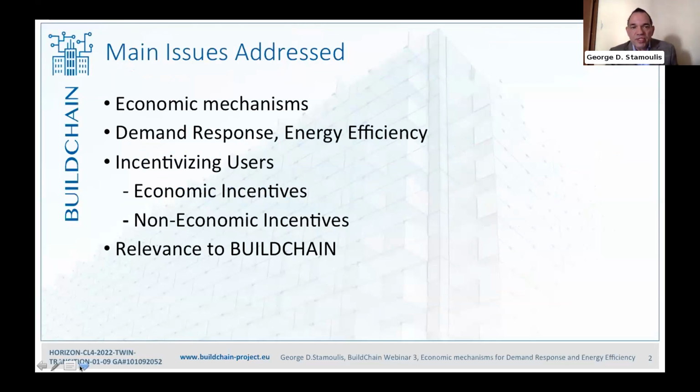So the main issues to be addressed in my talk will be introduction to economic mechanisms, and then I'm going to introduce demand response and energy efficiency in smart energy grids. Then I'm going to address how users can be incentivized to participate in such DR and energy efficiency events, and also discuss both economic and non-economic incentives. And then I will briefly outline the relevance of these issues to BUILDCHAIN and how we can address them during our project.